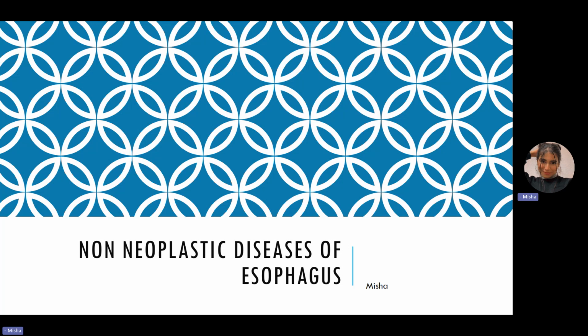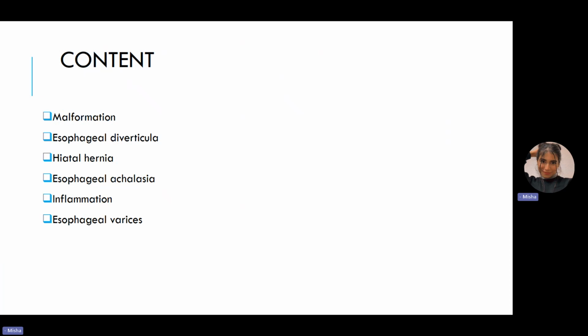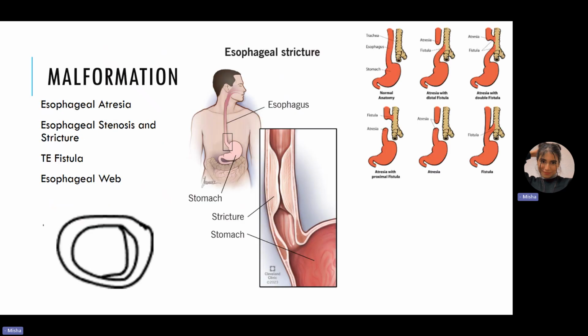Okay, so let's start with the malformations. So this is going to be the content. It looks like a lot, but it's going to be fine. So first of all, let's talk about the malformations. Now, in the malformations, there are four things that you can talk about: esophageal atresias, stenosis and strictures, fistulas, and esophageal webbing.